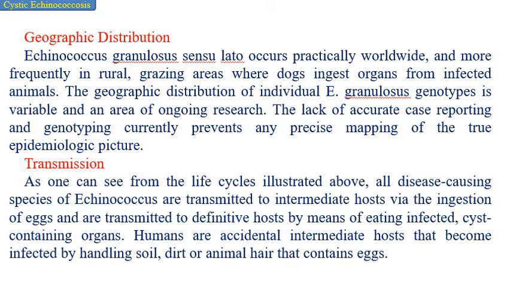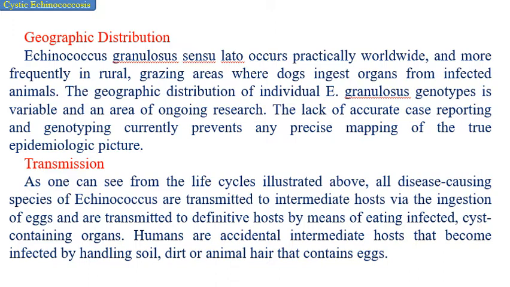Geographical distribution. Echinococcus granulosus sensu lato occurs worldwide and more frequently in rural grazing areas where the dogs ingest organs from the infected animals. The geographical distribution of individual Echinococcus granulosus genotypes is variable and an area of ongoing research. The lack of accurate case reporting and genotyping currently prevents precise mapping of the epidemiological picture.